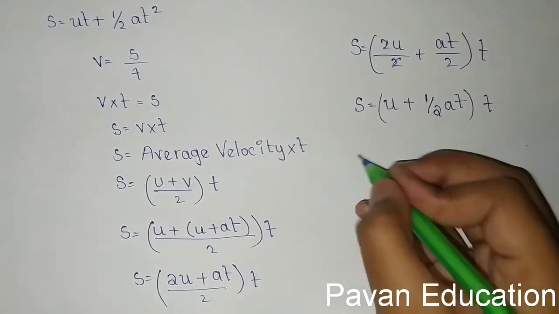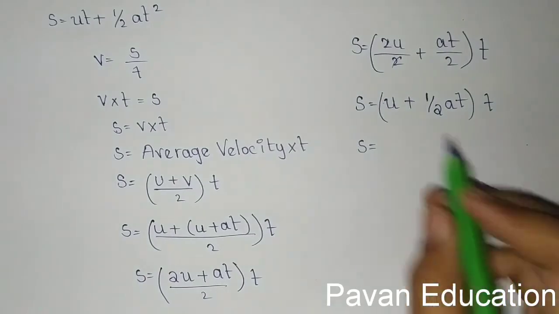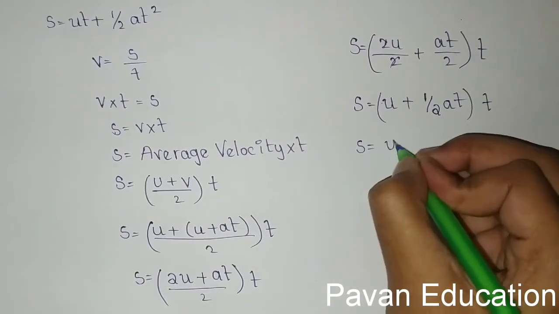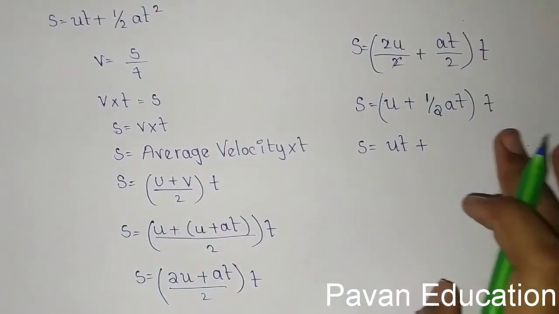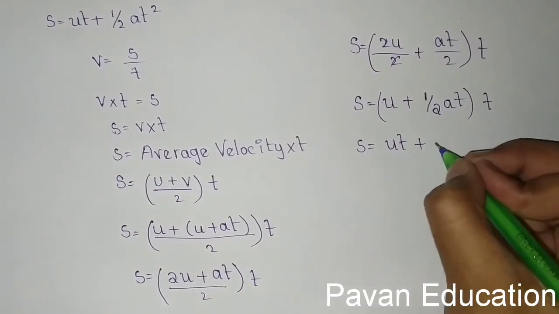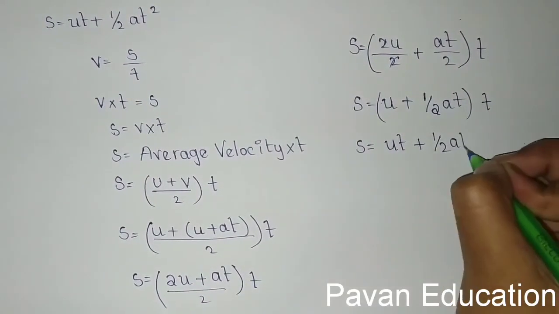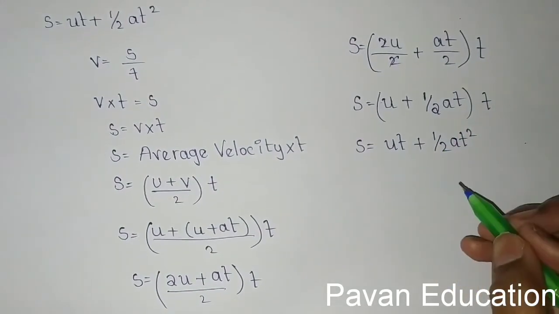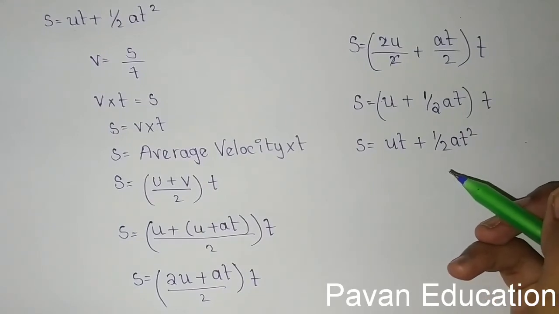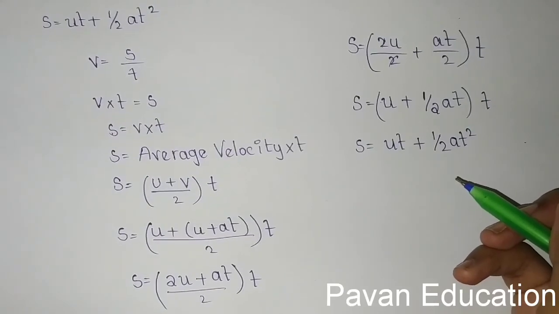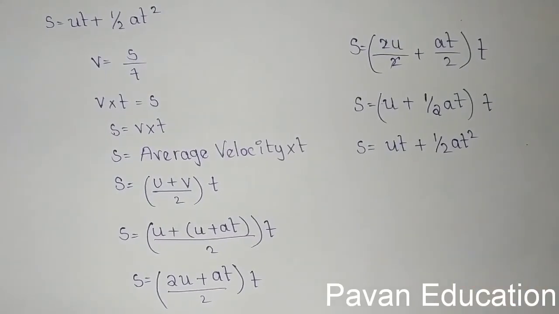If we multiply, we multiply u with t, so it becomes ut, plus half at multiplied by t, which gives half at square. So we get the answer s equals ut plus half at square. This is the derivation of the second equation of motion, s equals ut plus half at square. In this video, I think you all learnt how to derive the second equation of motion, s equals ut plus half at square.